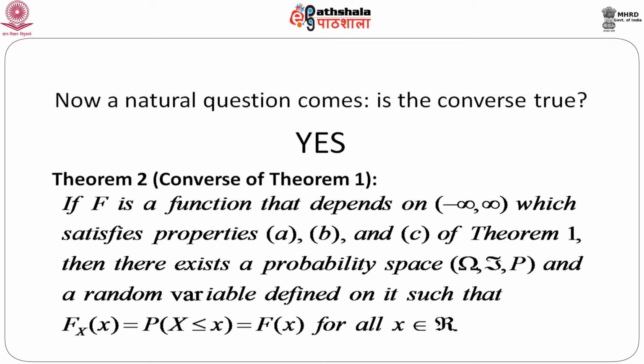So, this theorem is a very important one to check whether a given function is a distribution function or not. On the other hand, if we show that a given function satisfies these three properties of theorem 1, then we can immediately conclude that there exists a random variable, obviously defined on a particular probability space, for which F would be the distribution function.